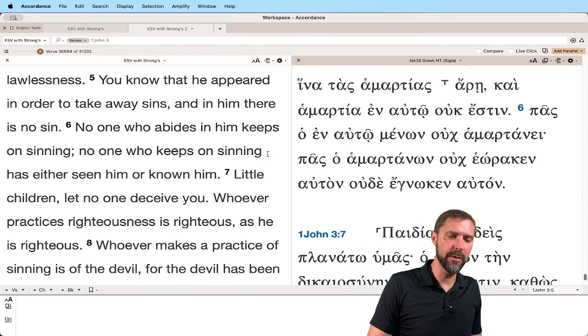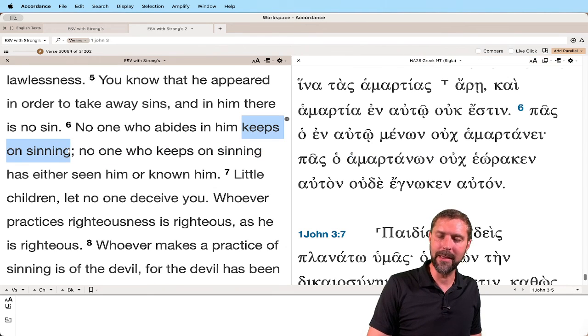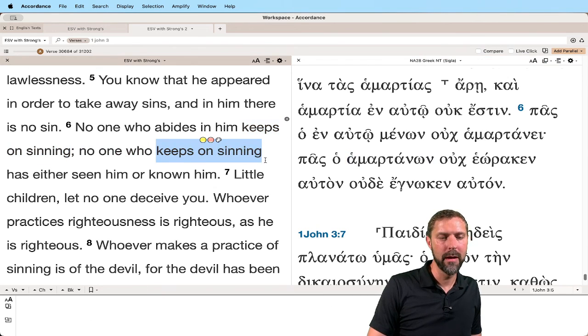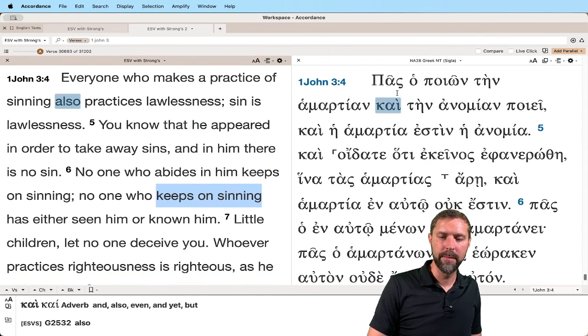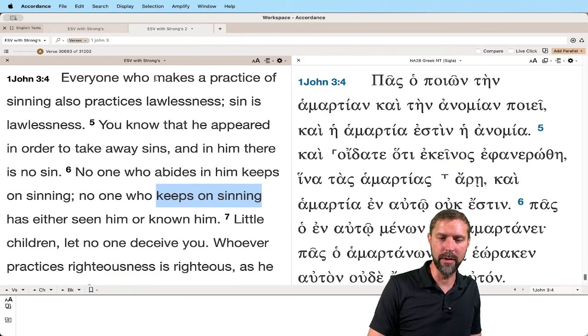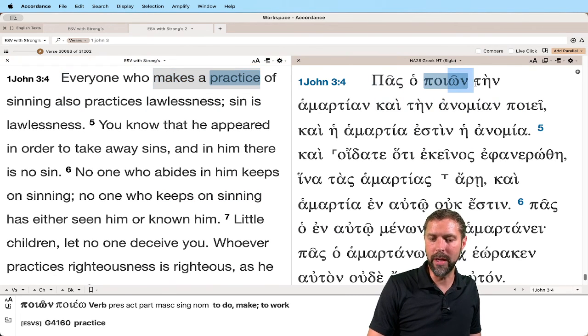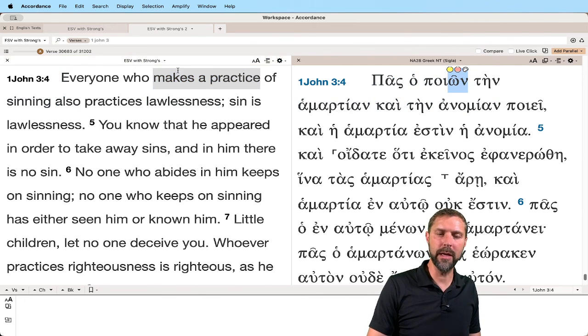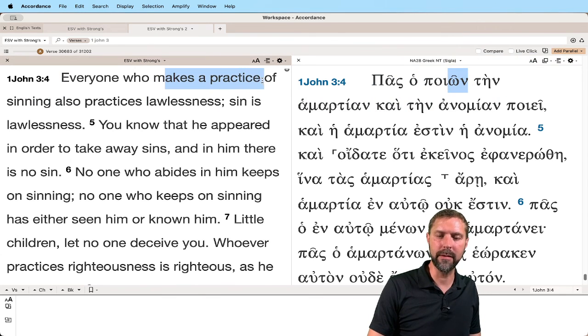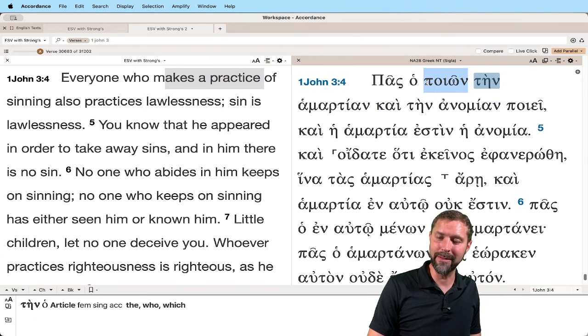The ESV has rendered that with this comment in here: keeps on sinning. Where did they get the keeps on? And this keeps on here again, where did they get that? Up above, in the first section I read, everyone who is making a practice of sin, they rendered it makes a practice. Well, actually, the Greek just said everyone doing sin. It's just a simple word, doing. So how do we get up to the idea of makes a practice? The answer is they derived it again from this present tense.